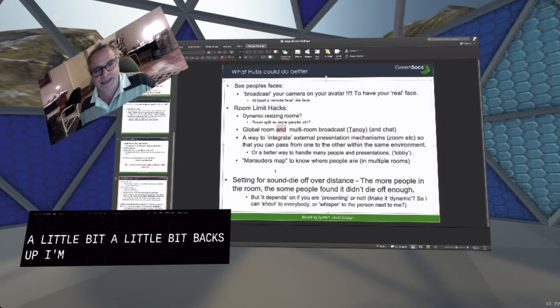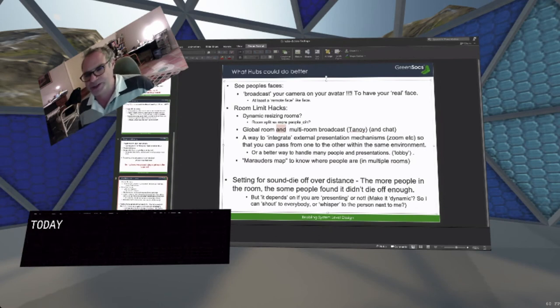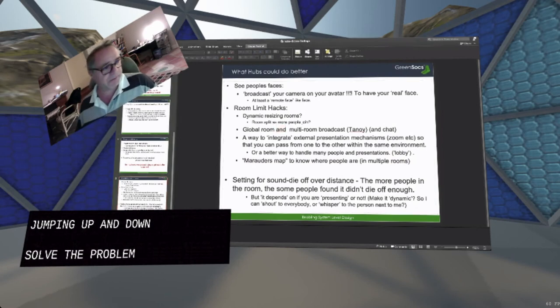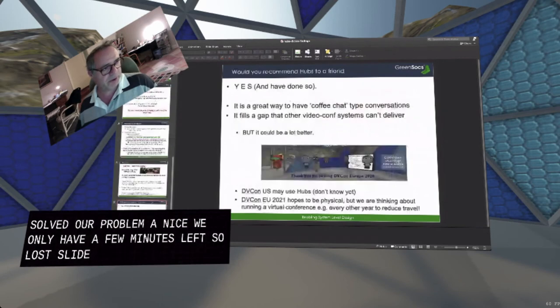But it all comes down to this room limit. One of the things that I expect you to be jumping up and down and shouting about is, why didn't you use the lobbies more? And the answer to that is, I don't know, and I'm not sure whether it would have solved our problem. And notice we only have a few minutes left. So last slide, I believe. Last but one slide.